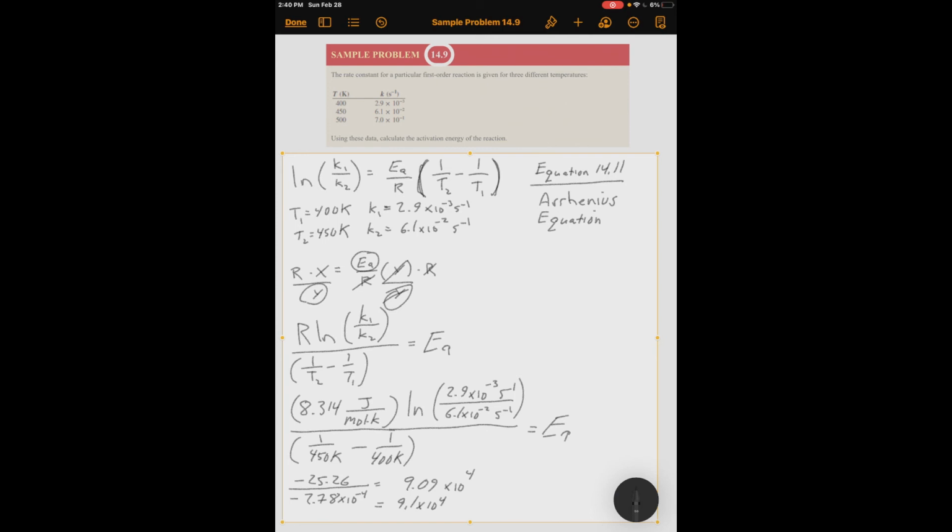So let's take a look at this now. Now what about the units? Reciprocal seconds are going to cancel. This is 1 over Kelvin. This is 1 over Kelvin there. So the kelvins are going to cancel. So you're going to have joules per mole.